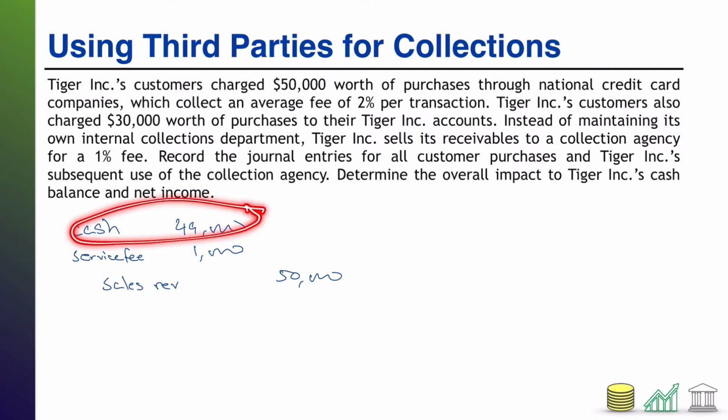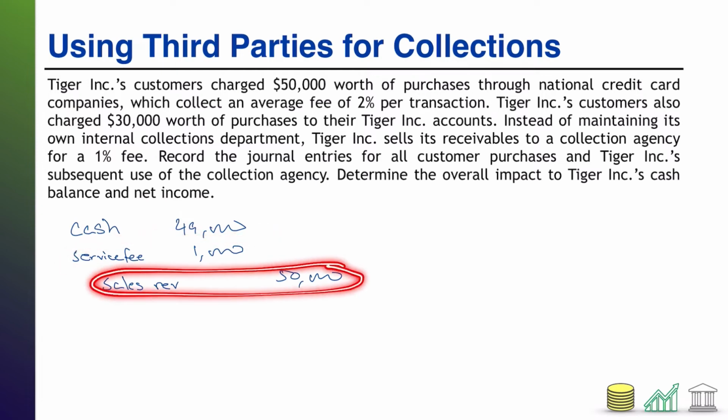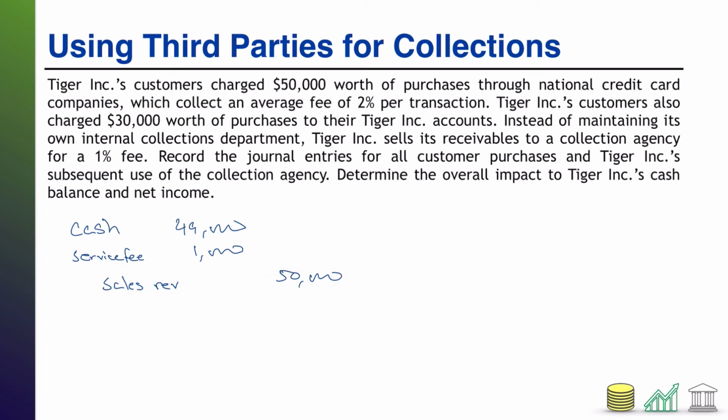Cash, you're only getting 49 of your 50,000 because you're getting charged 1,000. You still get to record sales revenue of 50 because you did make a $50,000 sale. However, from an income statement perspective, it's going to get offset by this $1,000 service fee for a profit of only $49,000, equal to the cash you received.